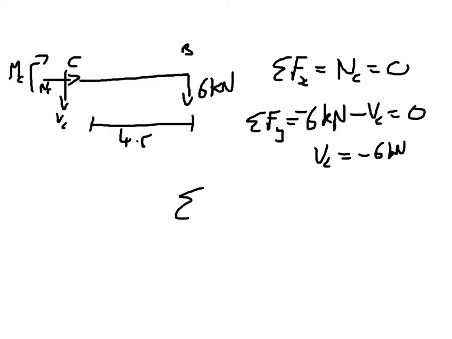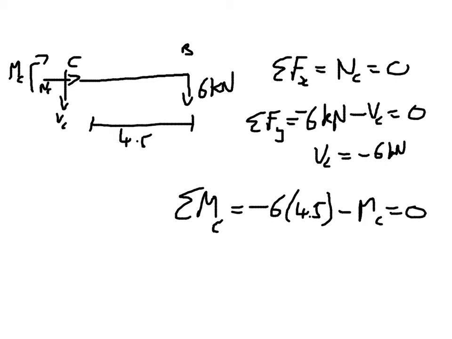And finally, our sum of our moments about C is equal to minus 6 times 4.5 minus MC. So MC equals minus 27 kilonewton meters, and that's come out minus, so that's also acting the opposite way to the way that we believed.